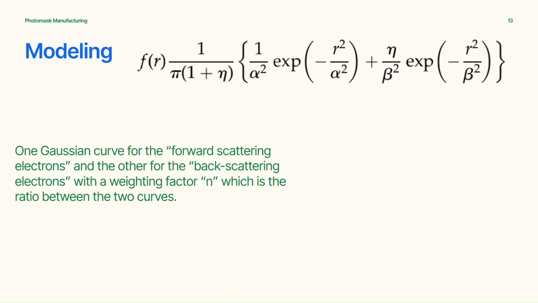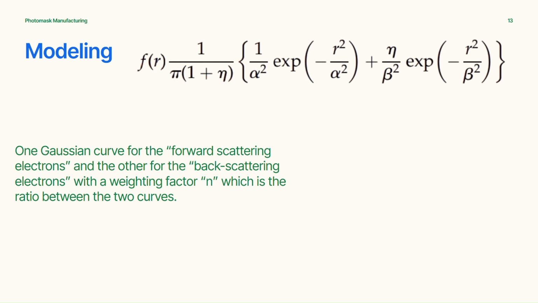In this model, the first Gaussian curve is the forward scattering electrons, the electrons that are going deeper into the substrate, or in this case, the resist. And the other curve is for the back scattering electrons, the electrons that are going backwards.